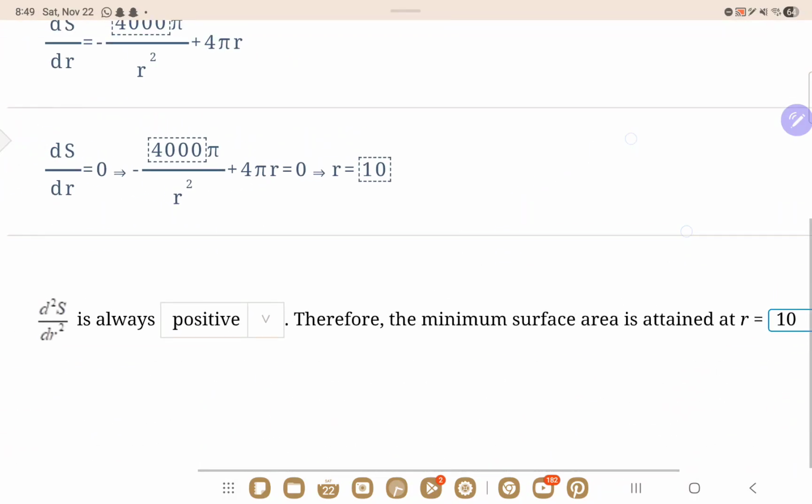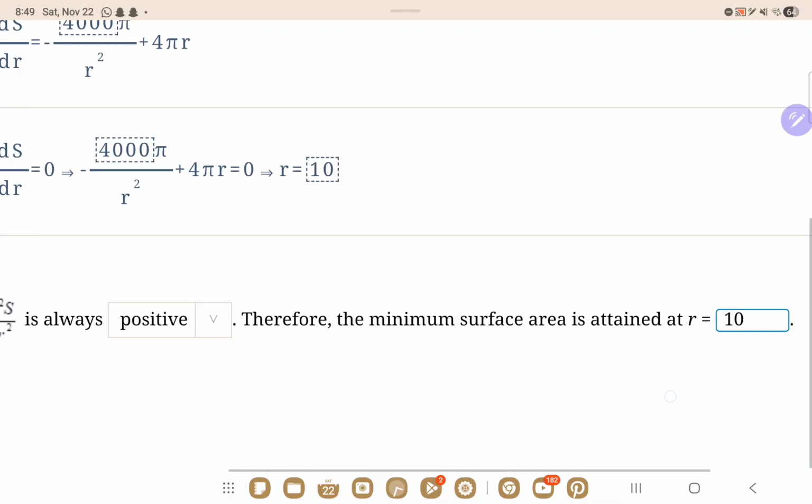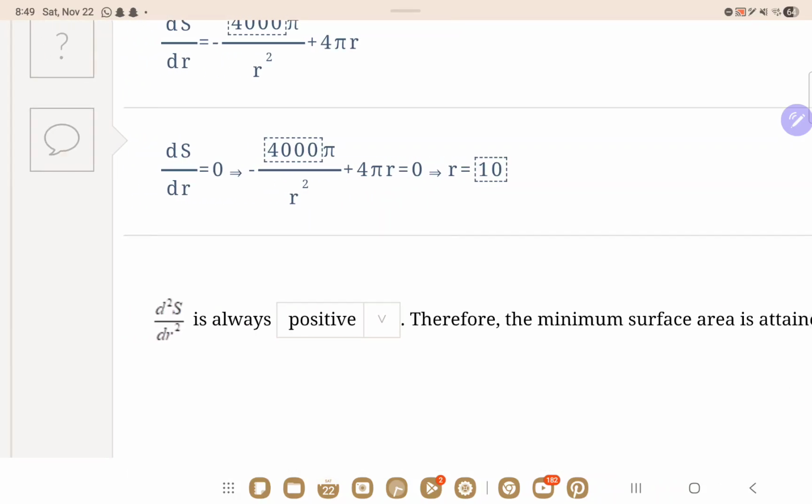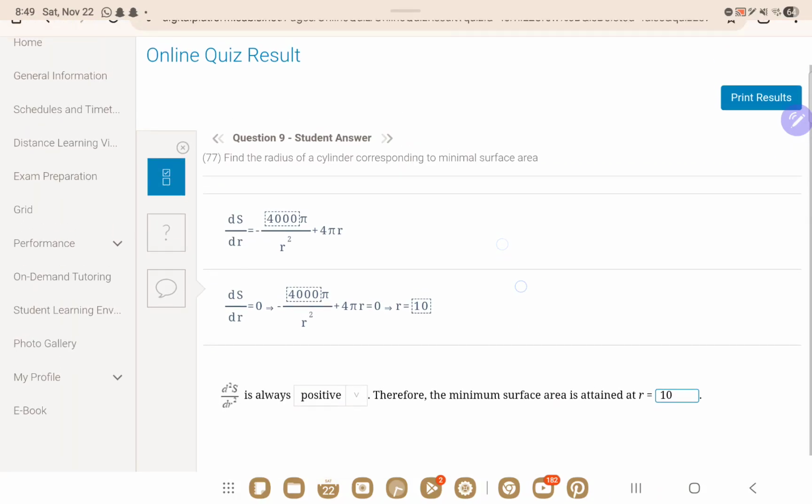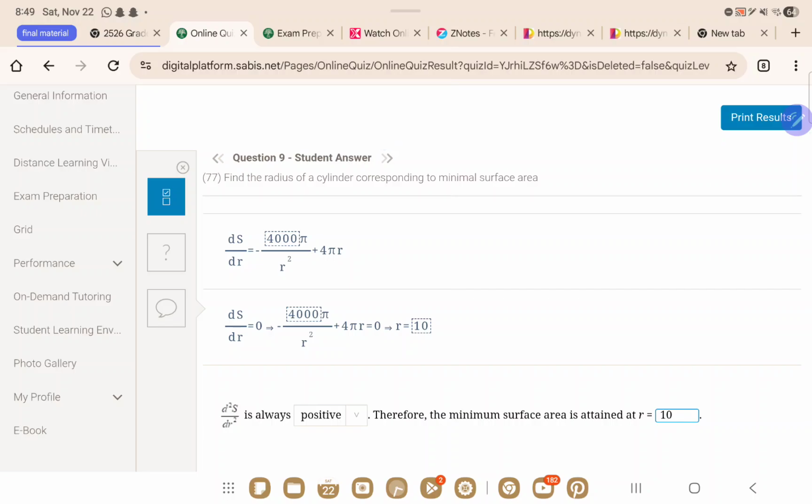And the second derivative is always going to be positive. So the minimum surface area is at r equals 10. This answer is always positive. No, the answer in the exam is not always 10, but the second derivative is always positive.